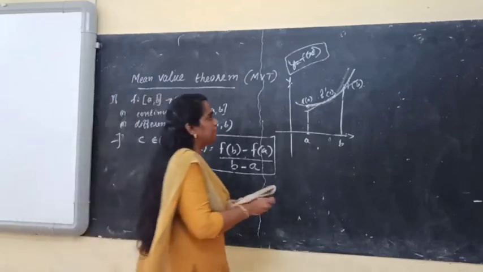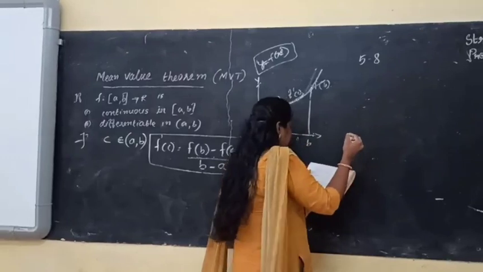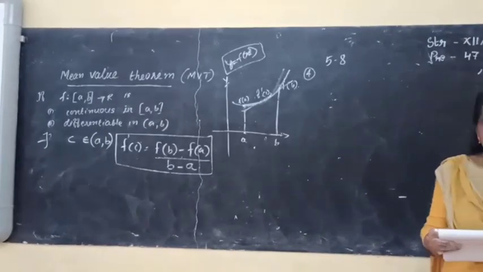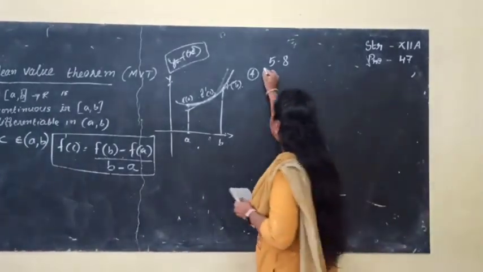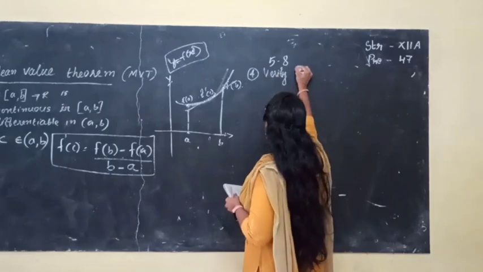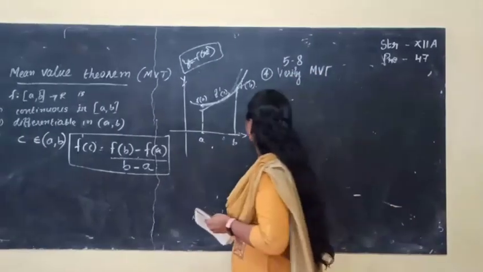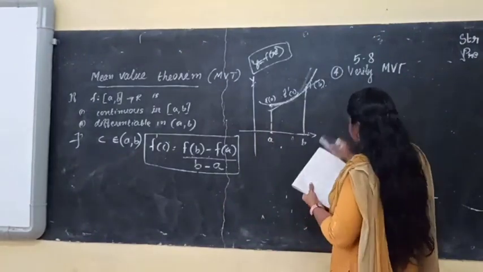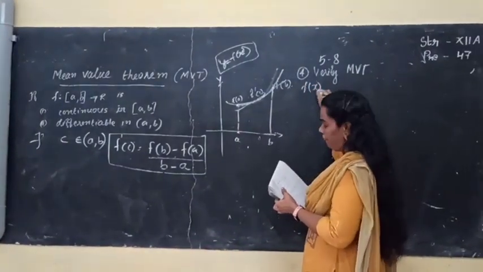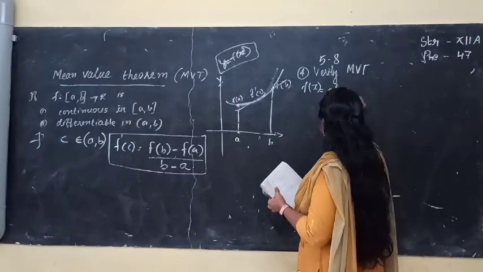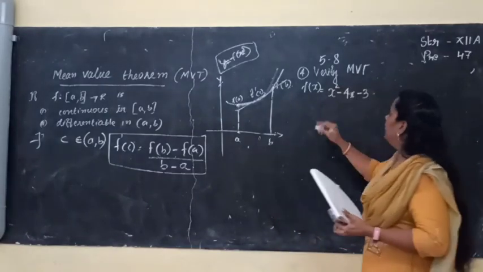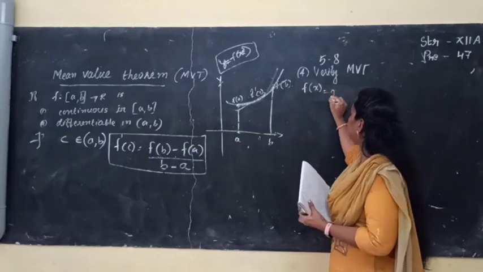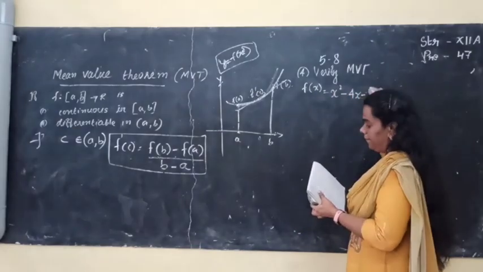Exercise 5.8, question number 4. Verify the mean value theorem, MVT, if f of x is equal to x square minus 4x minus 3.